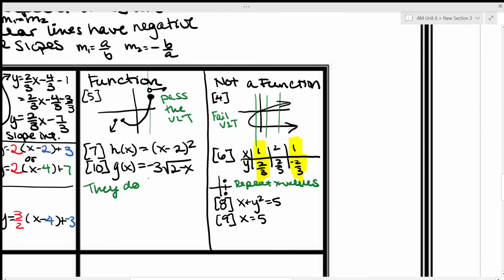They don't have y squared, absolute value of y, or x equals a number. Okay. And this one is because of that y squared. And this one's because it cannot be x equals a number.